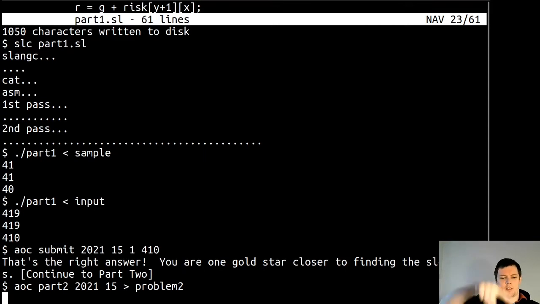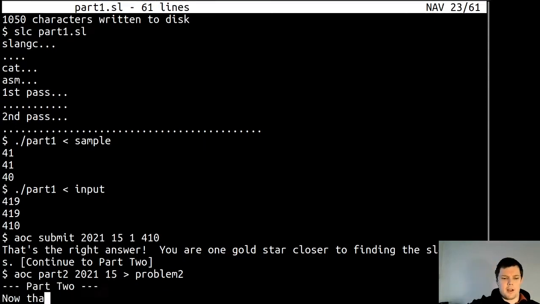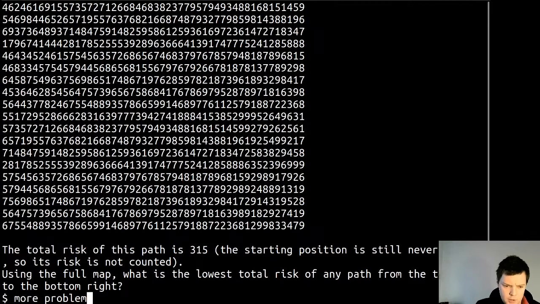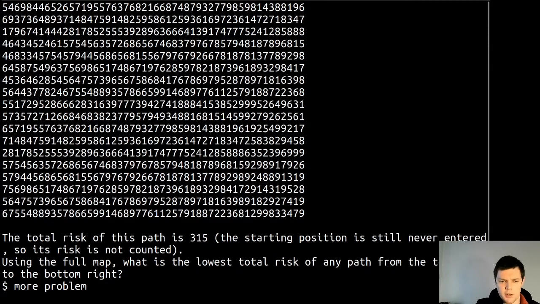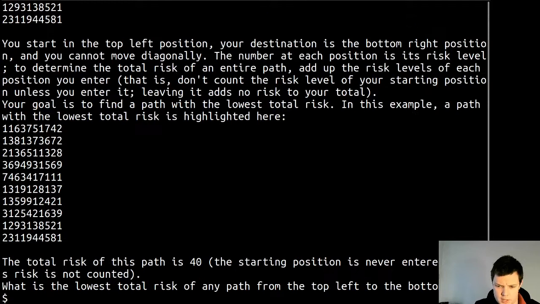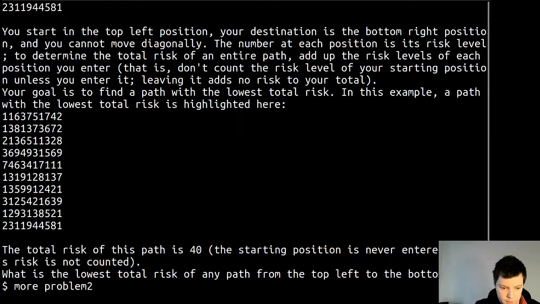Because surely if the path has to come back up, I wonder if the original problem statement said you can only go right and down and you can't go up or left. Didn't say that. Right, what's the second part then?